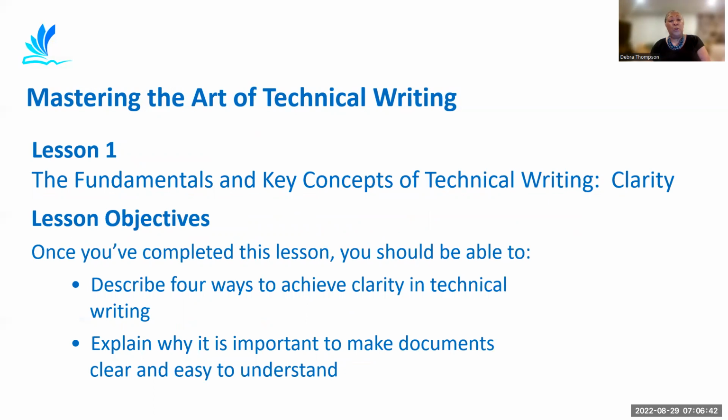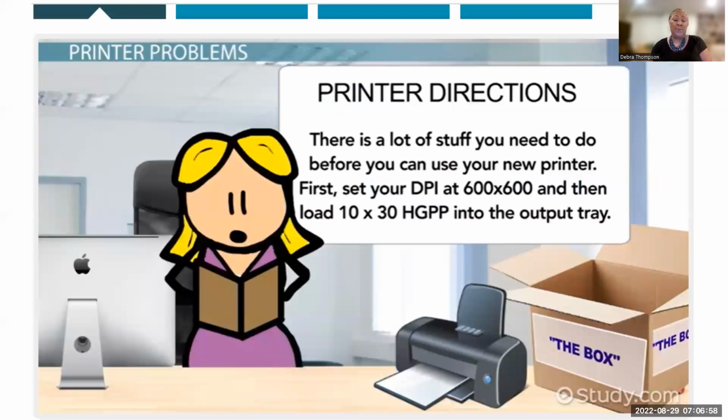So by the end of this course, and specifically this lesson, you should be able to, number 1, describe 4 ways to achieve clarity in technical writing, and number 2, explain why it's important to make documents clear and easy to understand. So let's take a look at these directions for a printer.